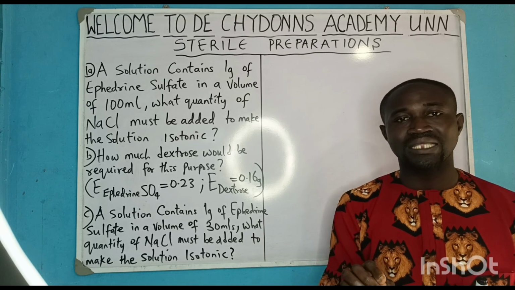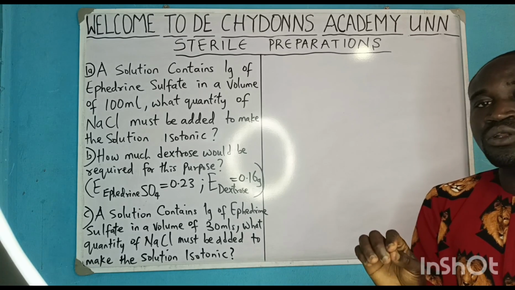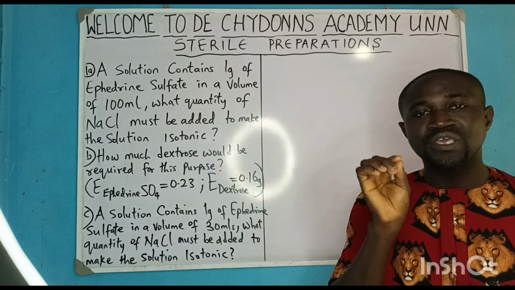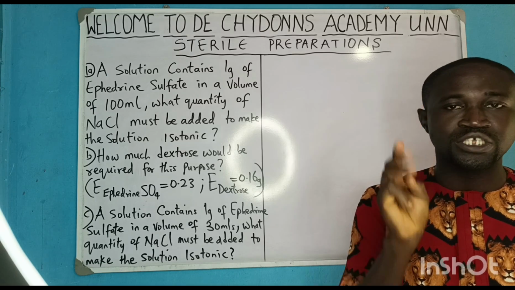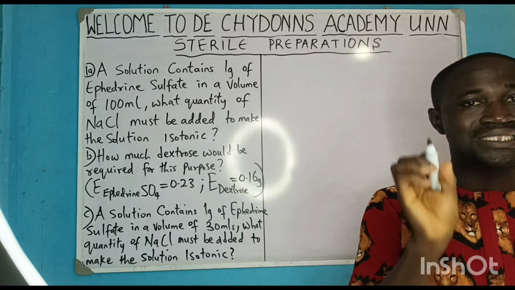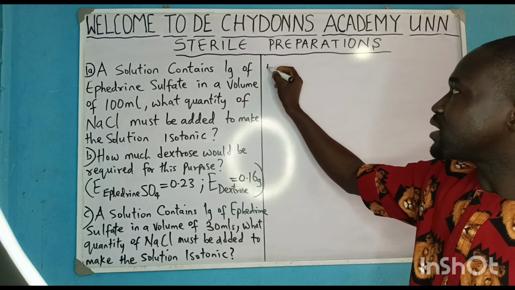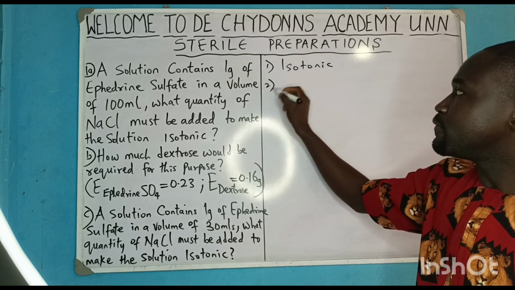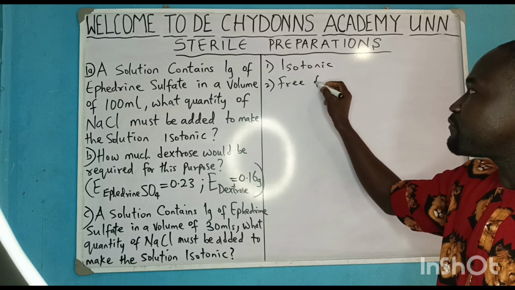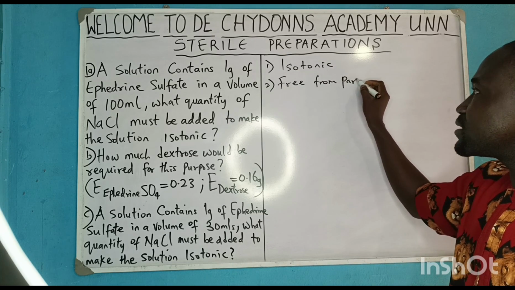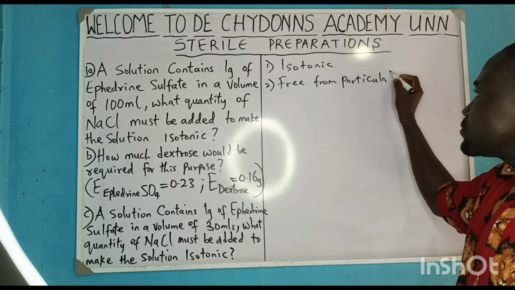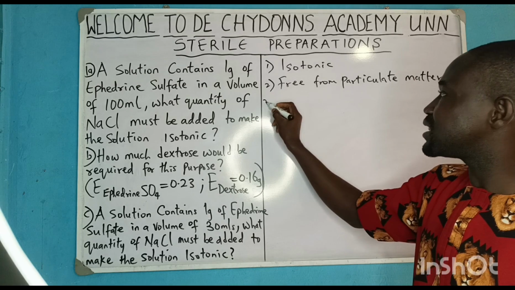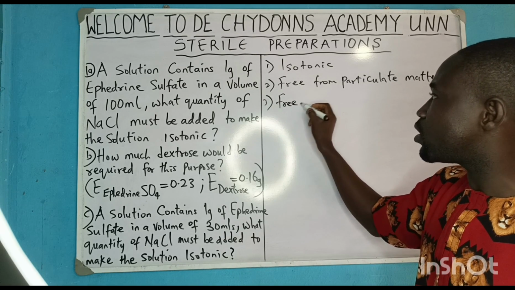It simply means that a pharmaceutical preparation is said to be a sterile pharmaceutical preparation if it meets these three conditions: one, it must be isotonic; two, free from particulate matter; and three, free from pathogenic organisms.